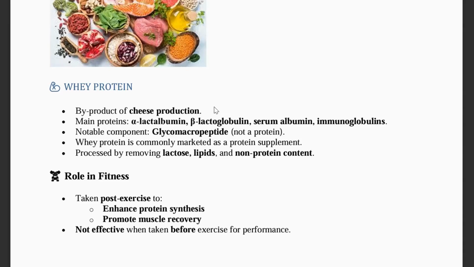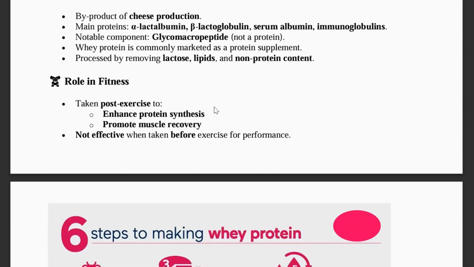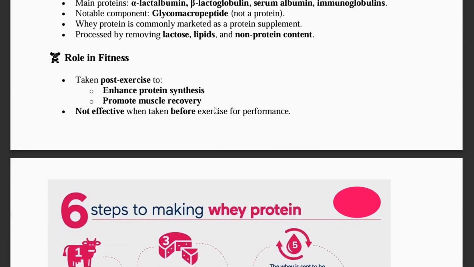Whey protein is commonly marketed as a protein supplement. This is processed by removing lactose, lipids, and non-protein components. What is the role in fitness? It has to be taken post exercise. It enhances protein synthesis. It promotes muscle recovery and muscle building. Note that it is not as effective when it is not taken after the exercise.